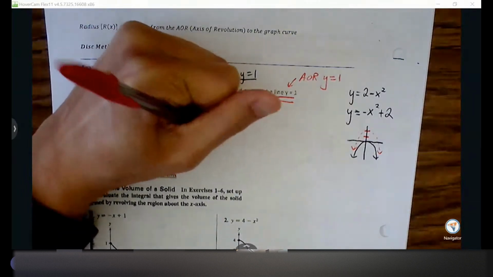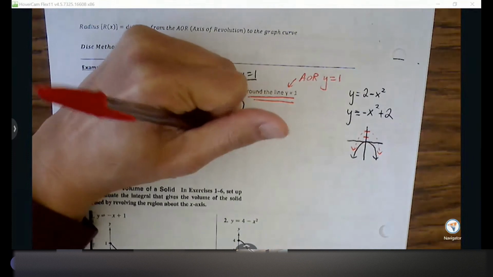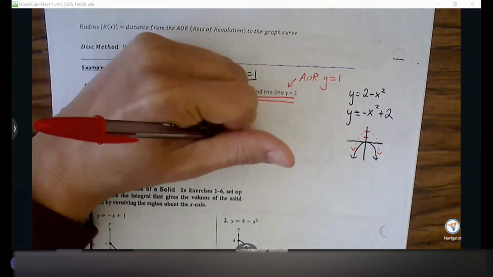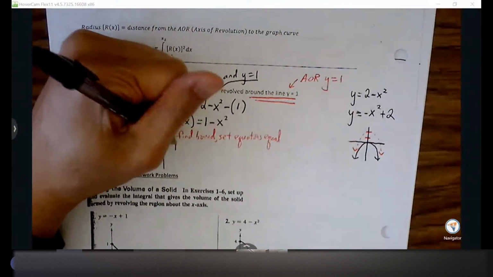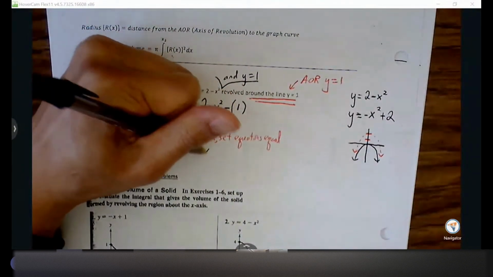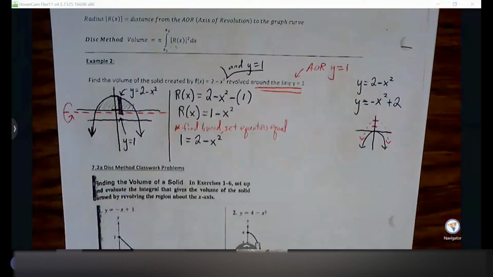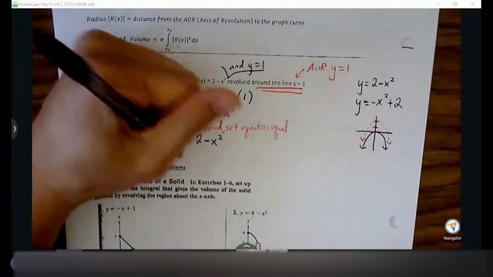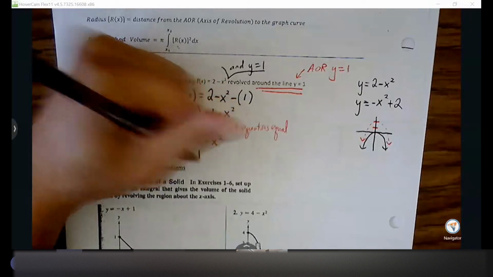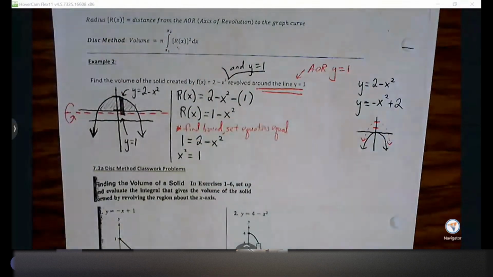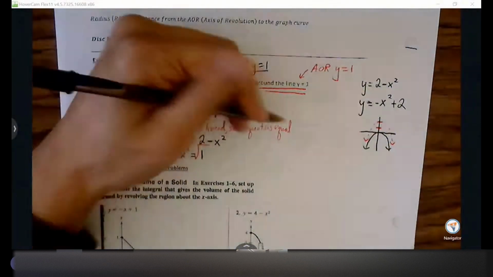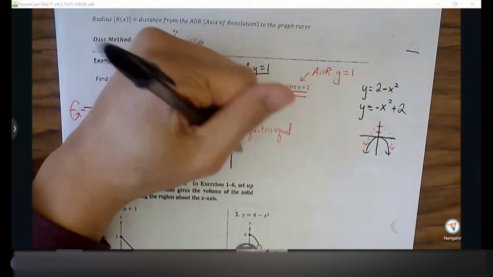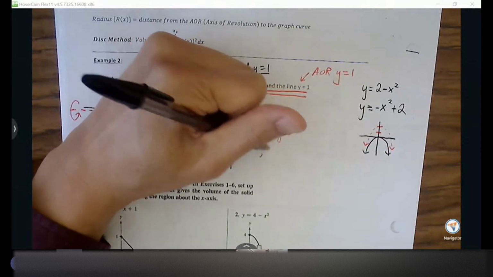okay, we'll set equations equal. So I'll say 1 is equal to 2 minus x squared. I'll bring the x squared over to the left. I'll subtract 1 to the other side. So x squared equals 2 minus 1, which is 1. Take the square root, and I'm left with what? Good. Plus and minus 1. So those are my two boundaries showing up right there for us.